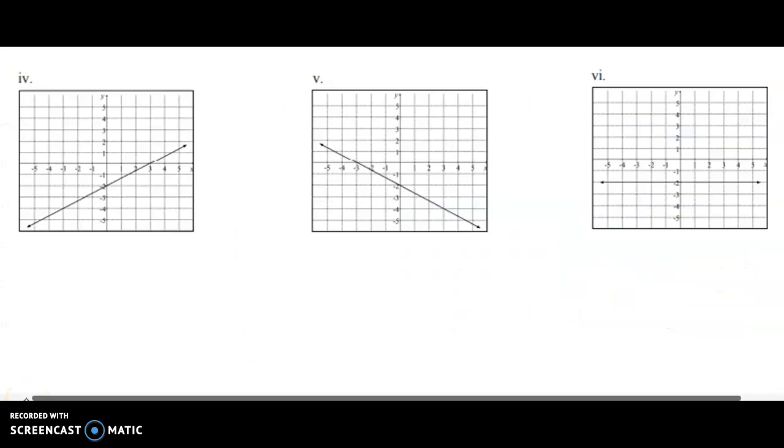Now that we've done 3 examples together, it's time for you to pause the video. And I want you to write the equation for these 3 graphs and determine whether they are increasing, decreasing, or constant. Pause the video. No peeking.